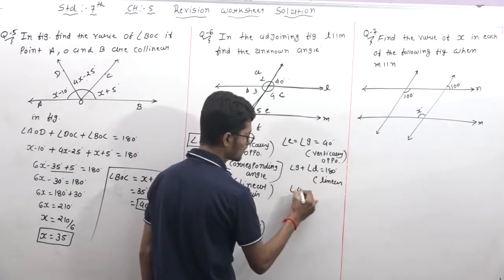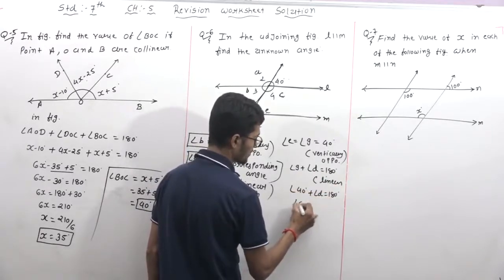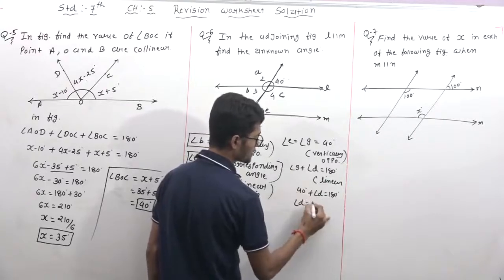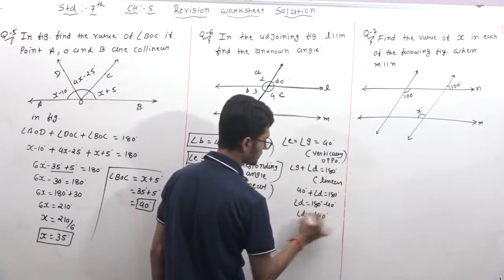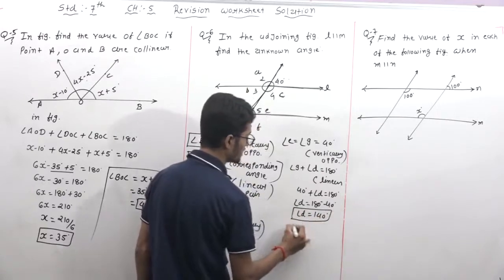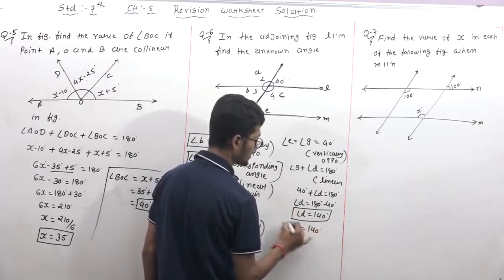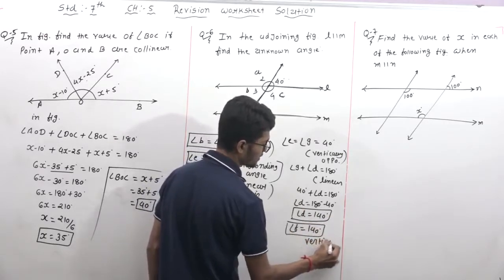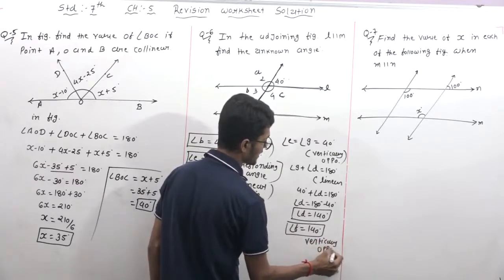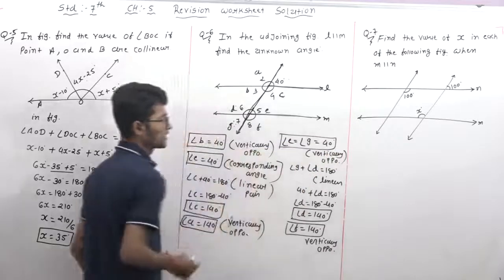So 40 plus angle D is equal to 180. Now angle D is equal to 180 minus 40. So angle D is equal to 140. Then angle F is also equal to 140, because this is the vertically opposite angle.